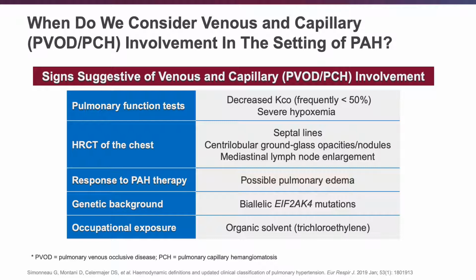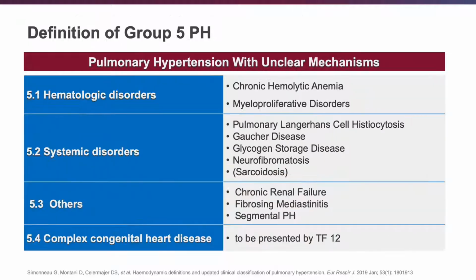These are individuals with low DLCOs, greater than you would expect, and severe hypoxemia. On CT of the chest, they look like they have pulmonary edema with septal lines, ground glass opacities, and mediastinal lymphadenopathy. And when you treat them, they can develop pulmonary edema. We also have learned over time that this condition may be associated with occupational exposures to organic solvents.